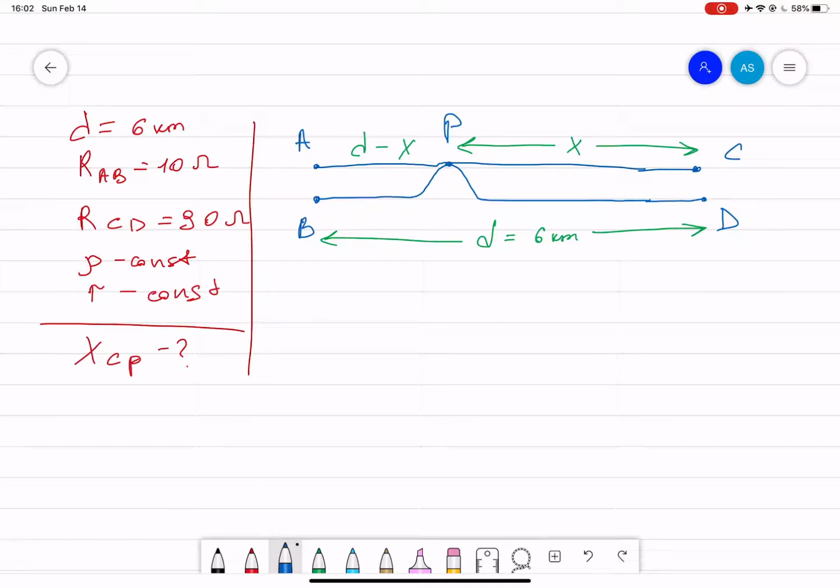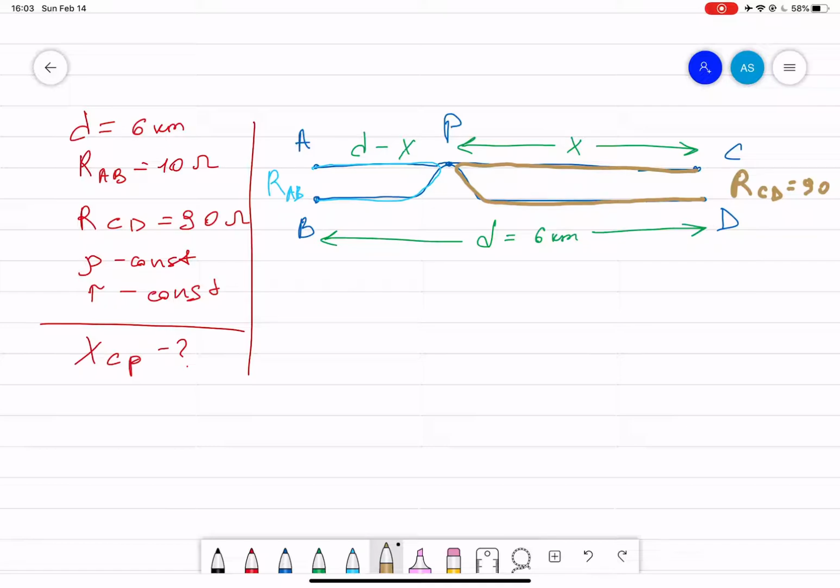When the technician measured between this AB cable, he found that it's equal to 10 ohms. Then when he measured between C and D, RCD was equal to 90 ohms. Okay. So basically you have to find from point C to point B what will be the distance.